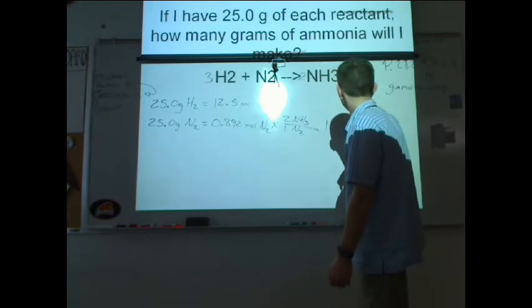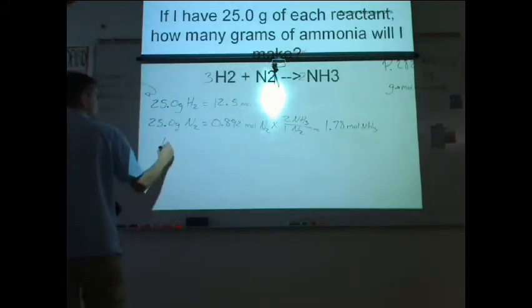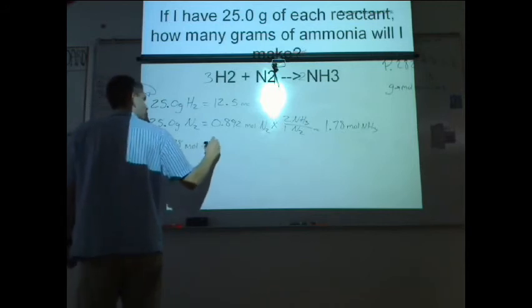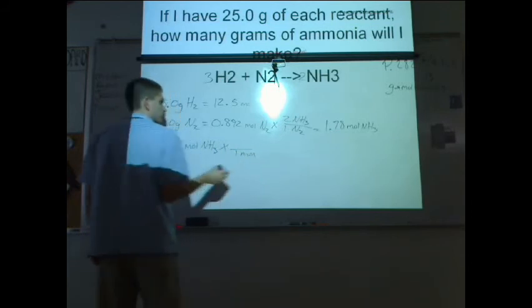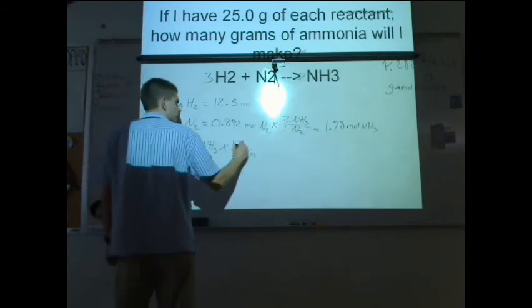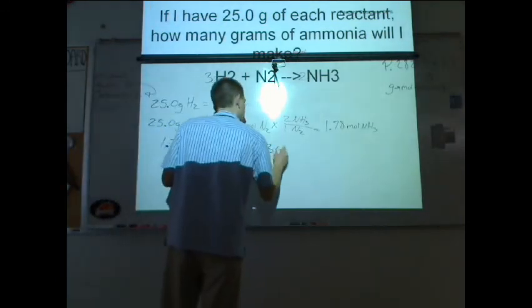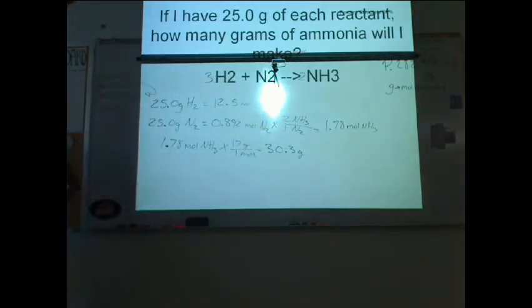1.78 moles of NH3. And then you just got to turn that into grams. So 1 mole equals how many grams? 17. All right. You multiply those together, and what do you get? 30.3. How do you keep getting 0.1? Because I divided. So that's your answer. 30.3.